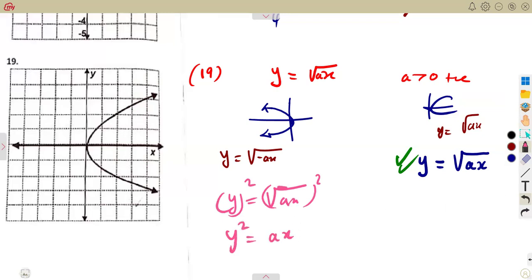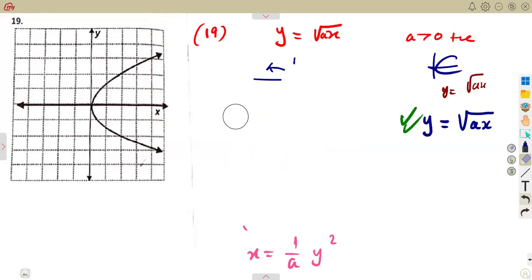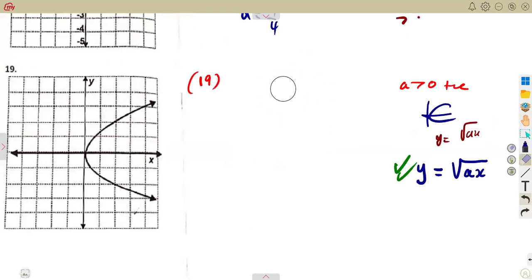Remember, to square is to remove the square root. You can write in terms of x, divide by a, divide by a. So this one is going to have a fraction from what we are given. But even if you write it like x is equal to a y squared, it's not a problem, because this is the format. So it's not going to even have an effect. Or you can have y is equal to the square root of ax like this. It's still one and the same thing.